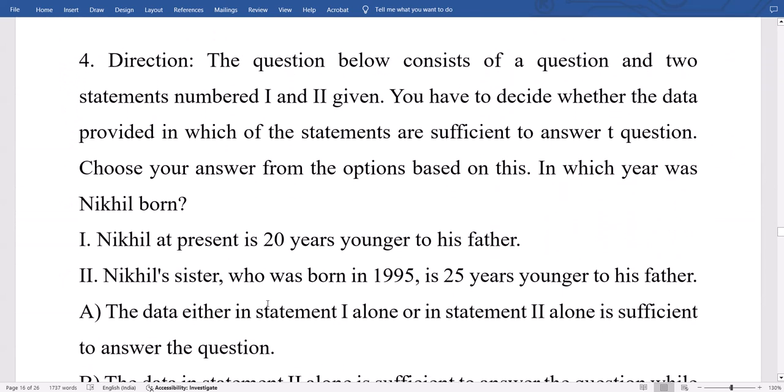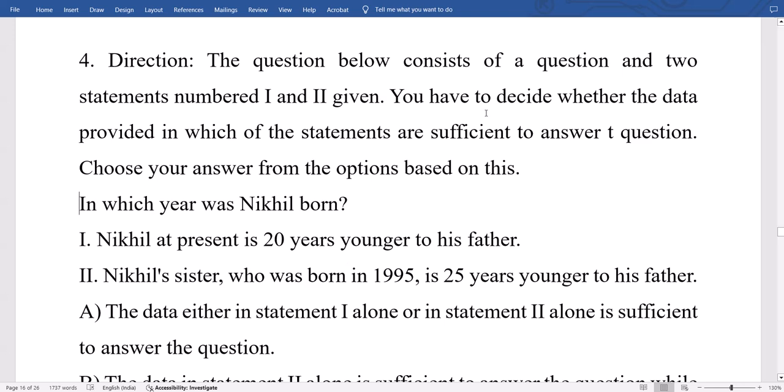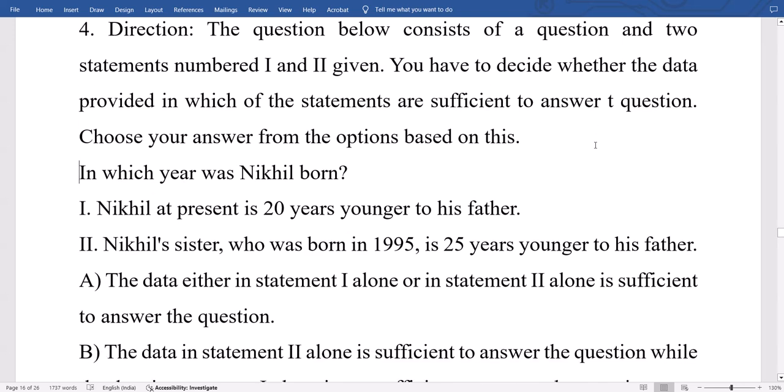Now data sufficiency, this type of questions we already discussed, in every test paper it seems. Nikhil's age, his date of birth year we need to know. Here Nikhil is 20 years younger than his father, one alone not possible. Second one, it's only about Nikhil's sister and Nikhil's father, two alone not possible. But put together, Nikhil's sister 1995, date of birth year is 25 years younger than his father.